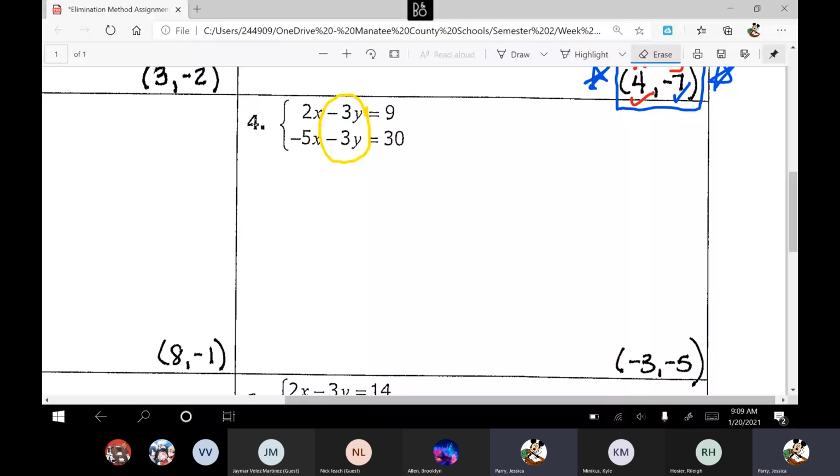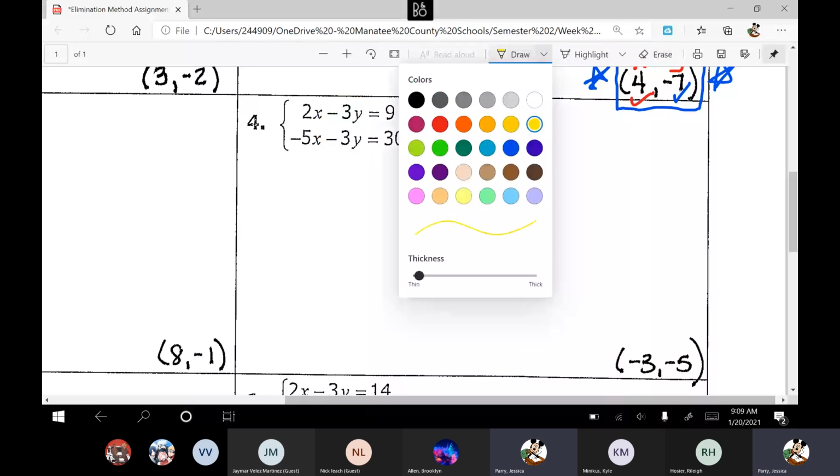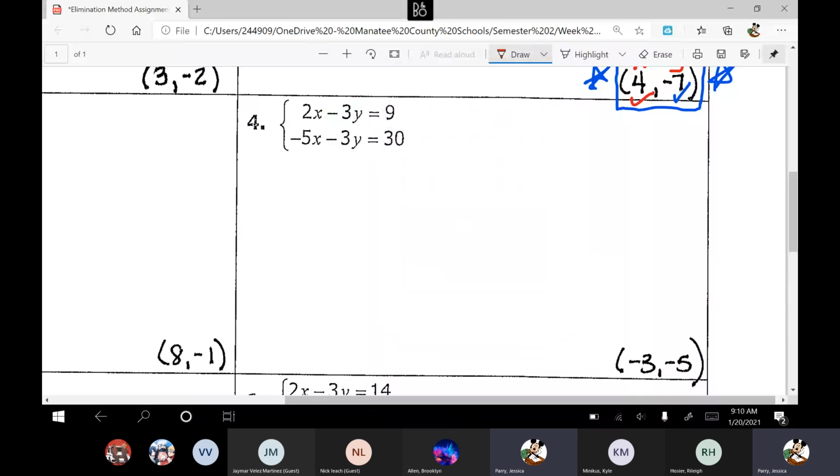Since they're not opposites, we need to multiply one of these equations by a negative 1. And I showed you guys an easier way to do this: just go through and put the opposite sign through the entire equation. So let's do the same thing, the little easy shortcut way. Let's do the first equation, 2x minus 3y equals 9, and we're just going to put the opposite sign for each term.